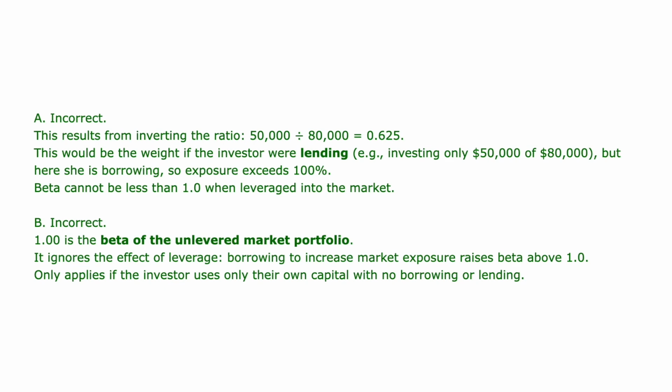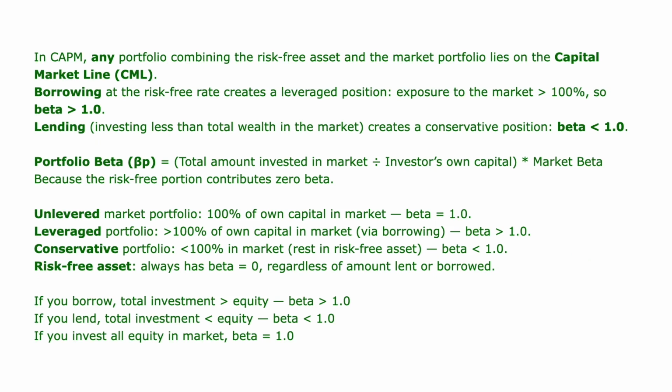Option A, 0.625, would result from inverting the ratio: own capital divided by total investment. This is incorrect. Leverage or borrowing increases beta above 1.0. Option B, 1.0, is the unlevered market beta, ignoring the effect of borrowing to gain greater than 100% exposure. Borrowing equals a leveraged position, beta greater than 1.0. Lending equals a conservative position, beta less than 1.0. The risk-free asset always has beta equal to 0, regardless of whether you lend or borrow.